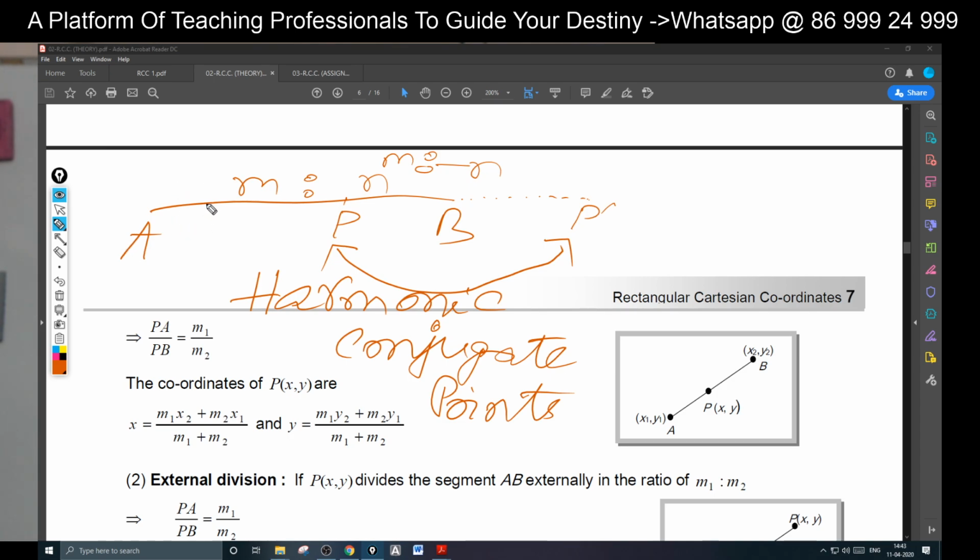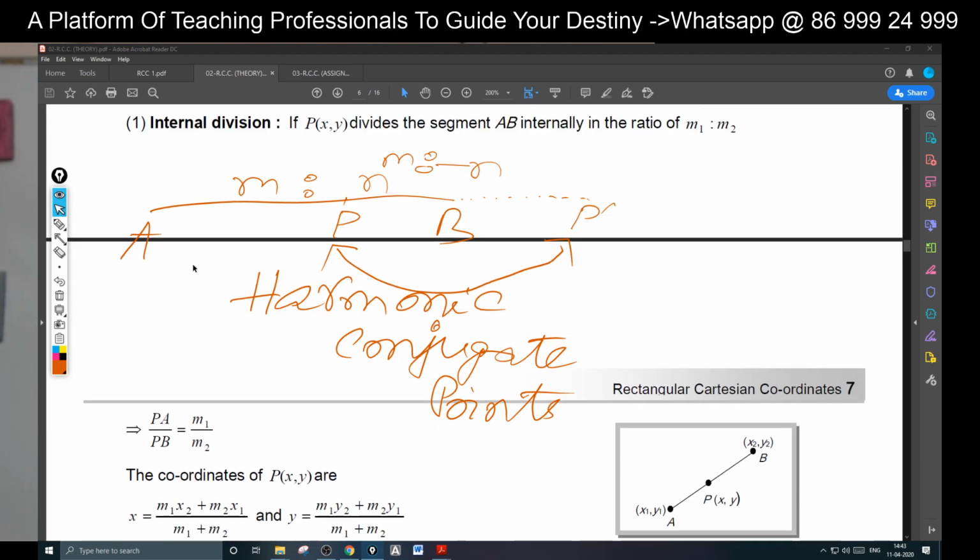This is what your understanding will be. That's the conceptual learning. While writing a positive ratio, you are writing it in this way, AP by PB. Just to check the direction of measurement: it is from A to P, again P to B. Both are measured in the same direction. Don't forget, both are measured in the same direction.